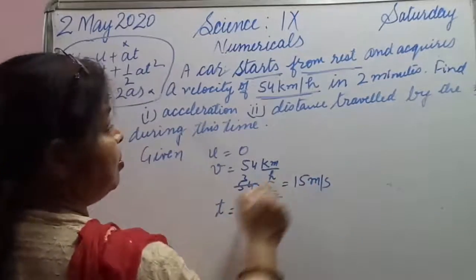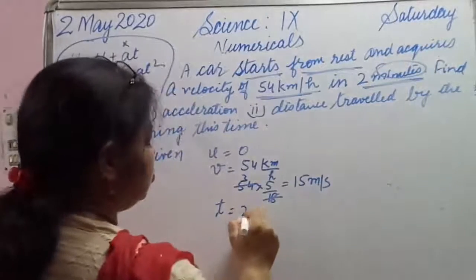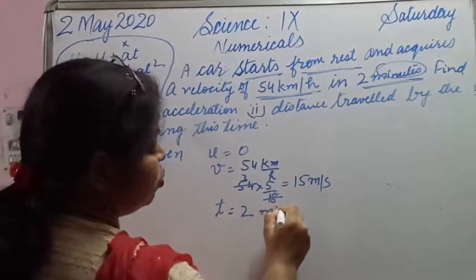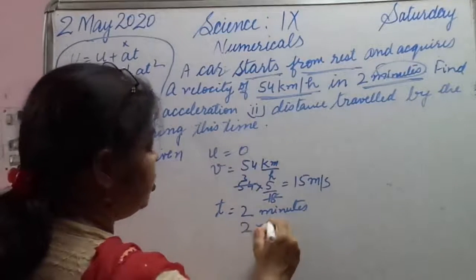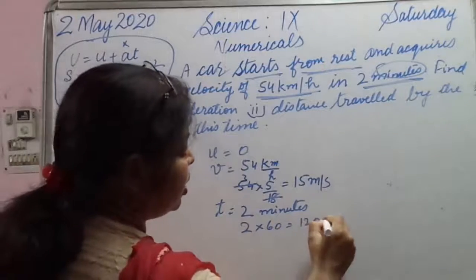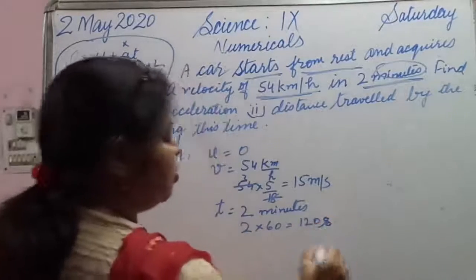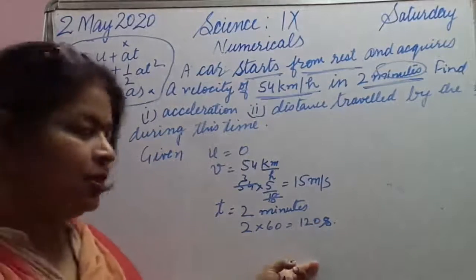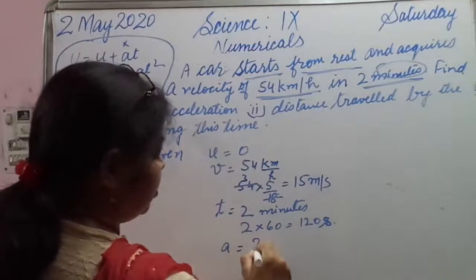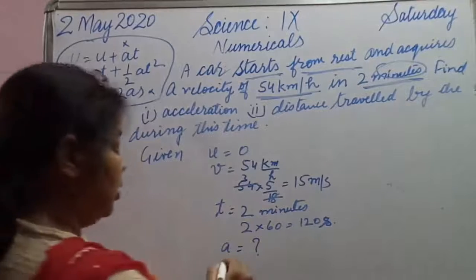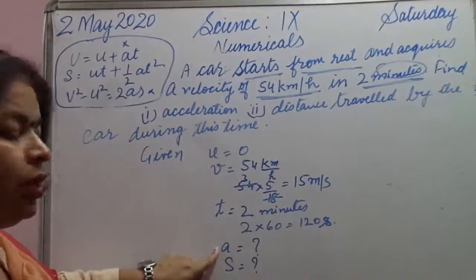Now what is time? Time is given, 2 minutes. First you will write 2 minutes, then convert it into seconds. How to convert it? 2 into 60 is equal to 120 seconds. Understand? So it becomes 120 seconds. Then comes find the acceleration. You have to find out acceleration, and even distance. So first of all we are going to find out acceleration.